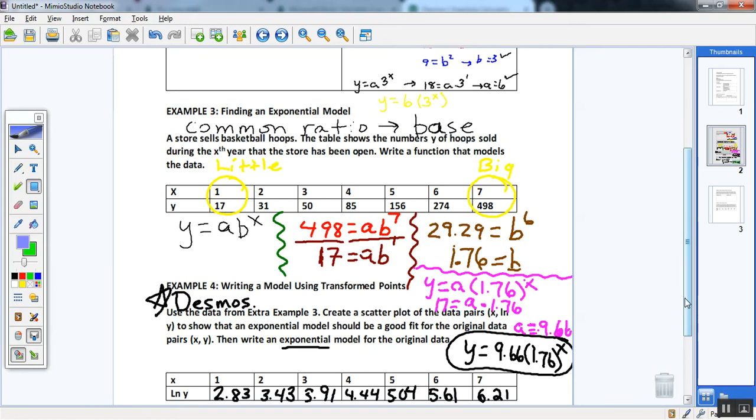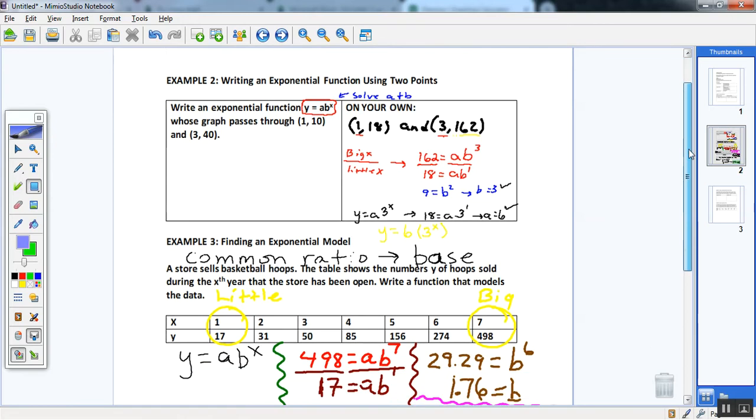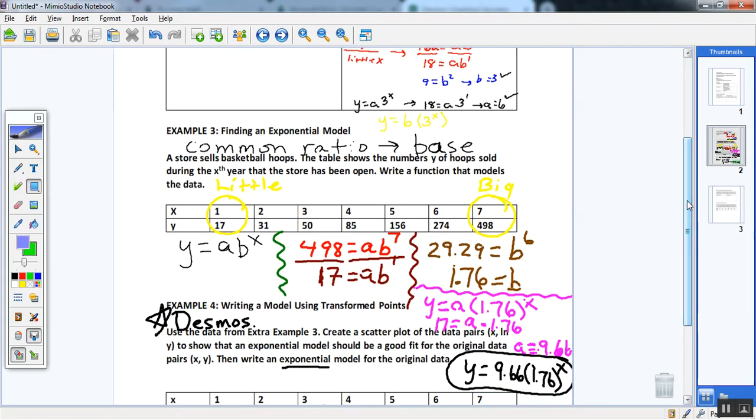9 point what? Times to the x. Okay, now I'm not going to get too worried about that. We've already done the extra example 3, so here's what I would like you guys to do to make sure you're good. You're going to help me with this data. We're going to put this in. Okay, so we're going to use the data from example 3.